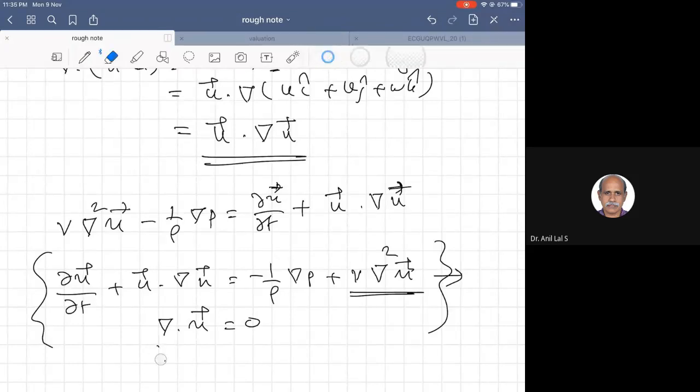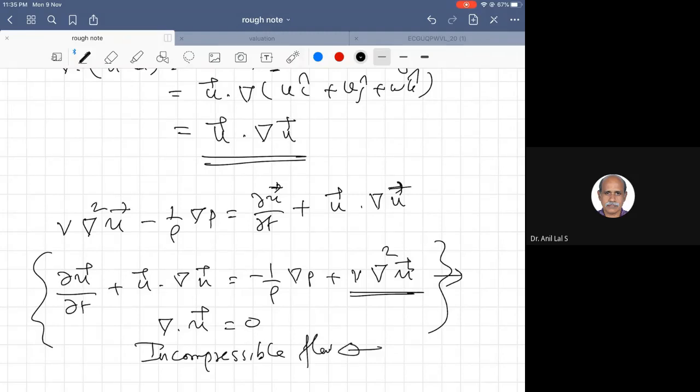This entire simplification of the Navier-Stokes equation is done for incompressible flow. Because we have taken certain simplifications, and sometimes we have taken density as a constant, this is applicable for incompressible flow. So these are the incompressible Navier-Stokes equations.